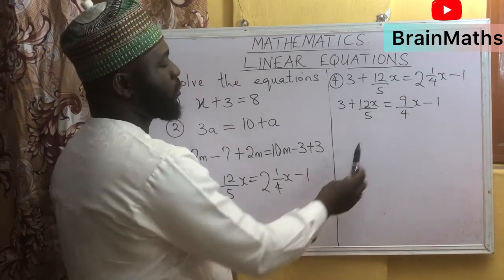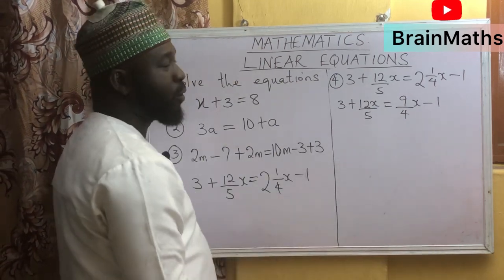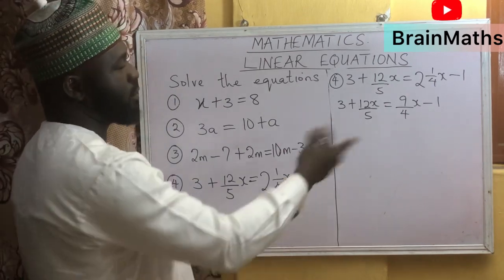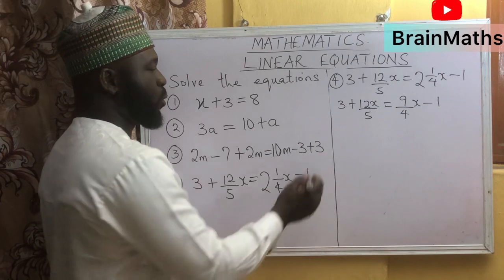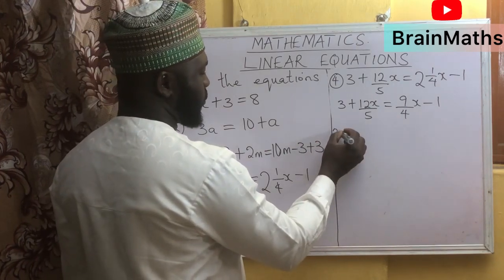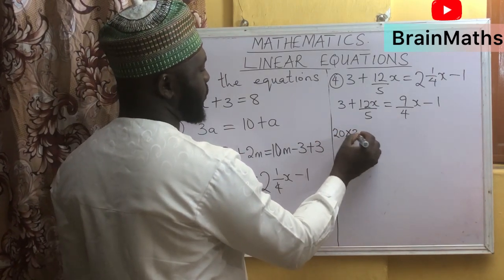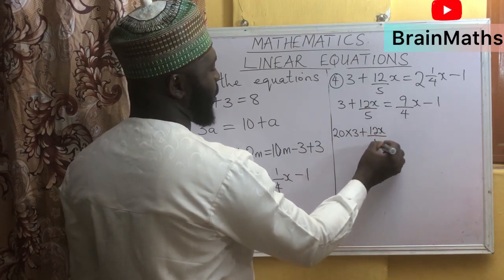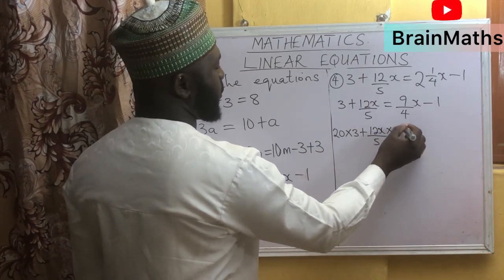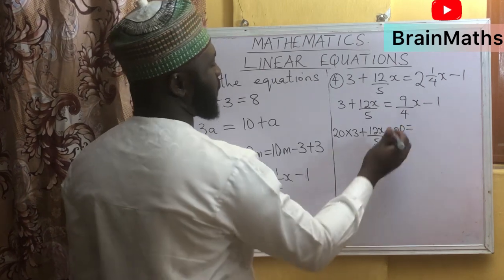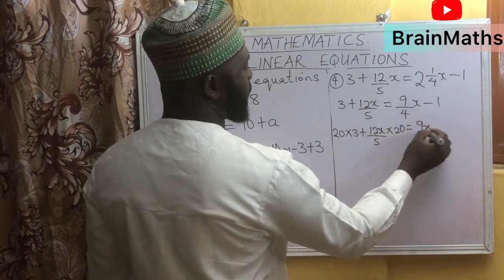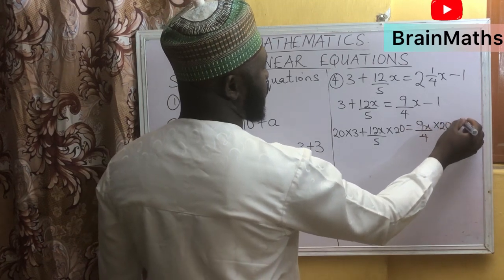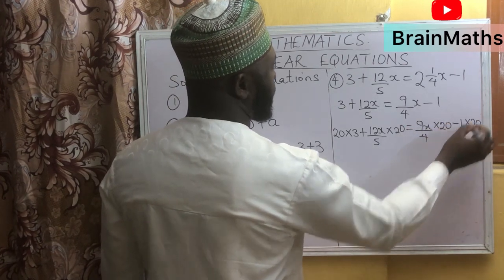is to find the LCM of 5 and 4, which is 20. Then we multiply everything by 20. So we have 20 times 3 plus 12x over 5 times 20 equals 9x over 4 times 20 minus 1 times 20.